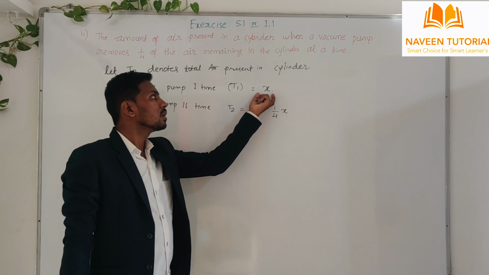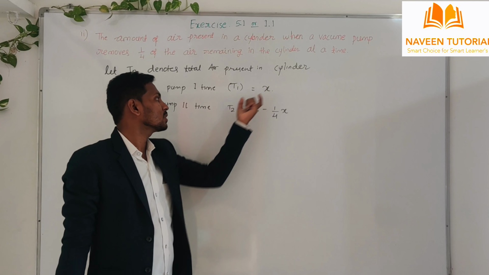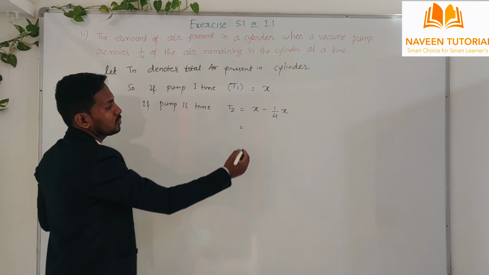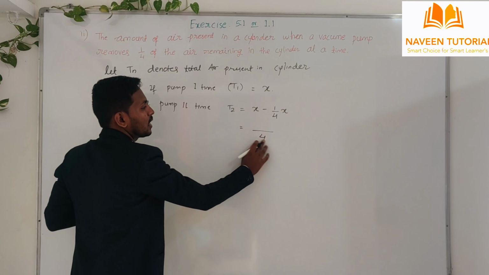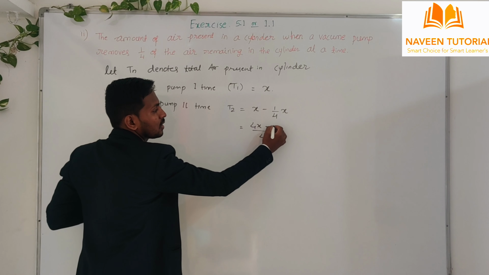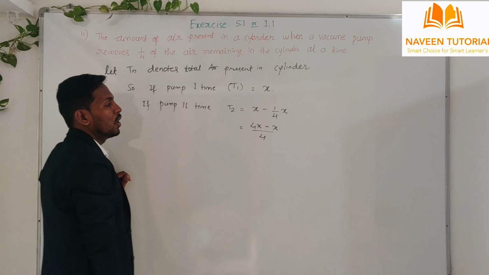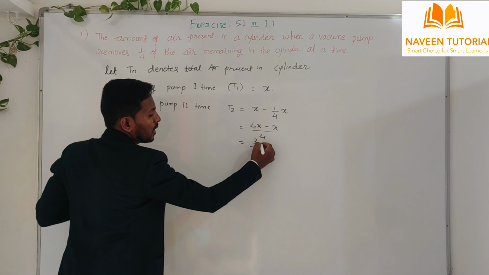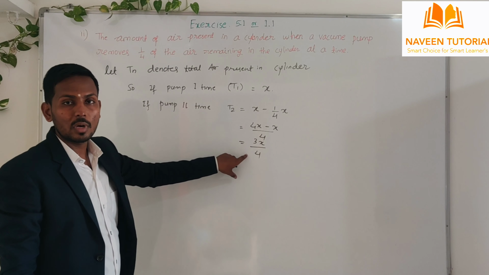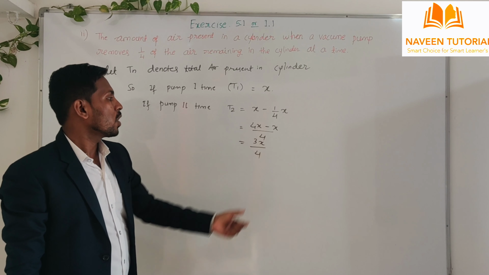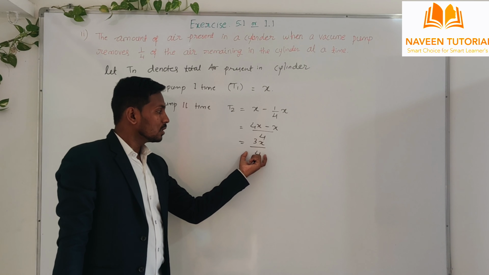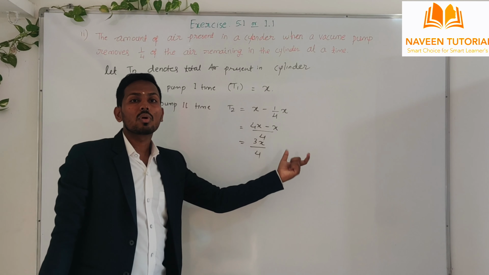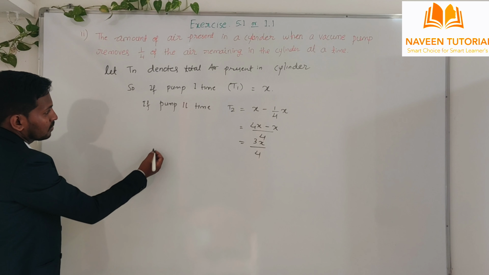So in the first time, if it is pumped, the air is x. So 1/4 of the x air is removed, and what remains is 75%. For that, you have to take 4 as the LCM. So that means 4x minus x. You have to take the LCM and balance the numerator. So 4x minus x is 3/4 x. So 3/4 is nothing but 75%. Now again we have to remove from this 75% of the air, or 3/4 of x air, 1/4 of it. That is the third time.